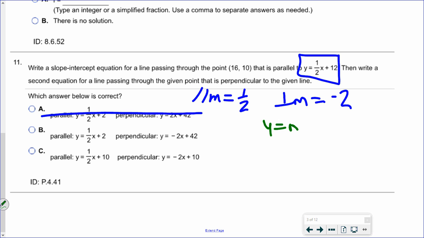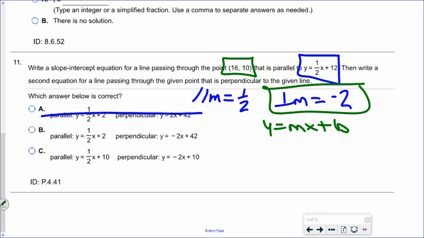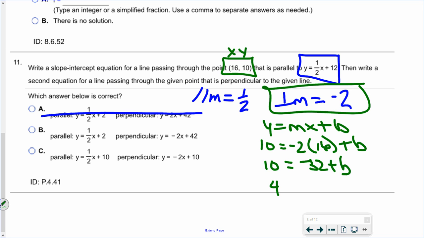So y equals mx plus b. I'm going to use this and this point. This is x, this is y. So y is 10, m is -2, x is 16. So that's 10 is equal to -32 plus b. Add the 32 over, and 42 is equal to b. So which one is my b value 42 in? Letter B or letter C? Letter B. So this is going to be my answer, not that.